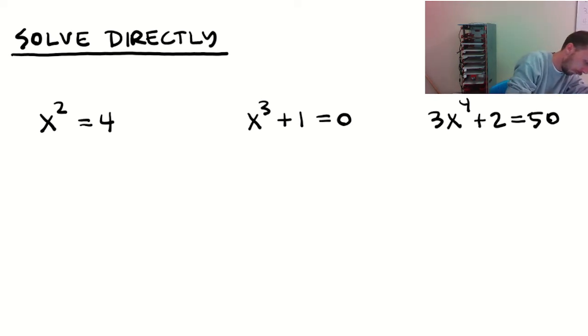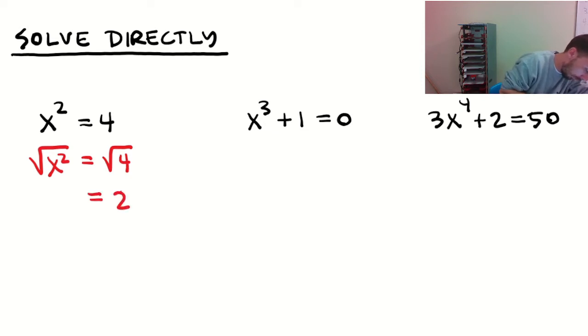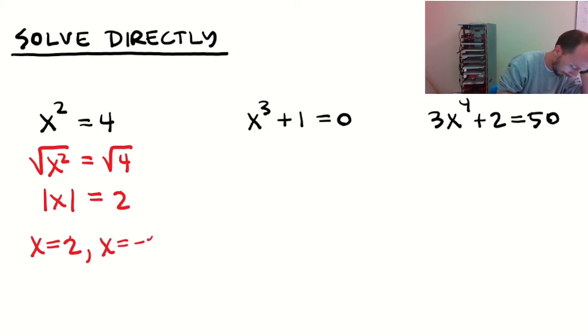So over here, x squared equals 4, well, we could probably take the square root of both sides. Okay, the square root of 4 is 2. The square root of x squared is the absolute value of x. And then, okay, if the absolute value of x is 2, then x is either equal to 2 or it's equal to -2.